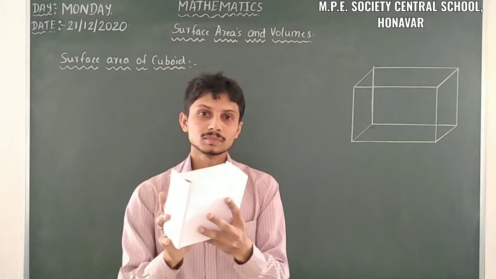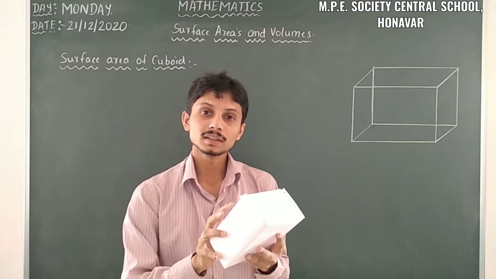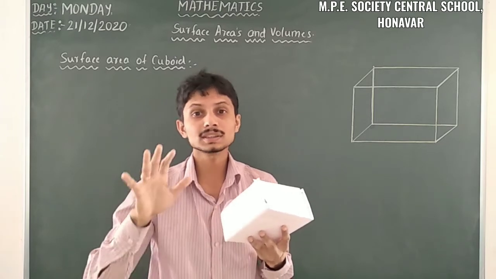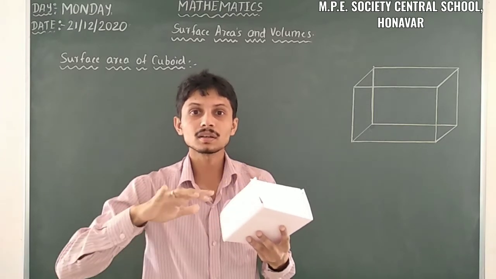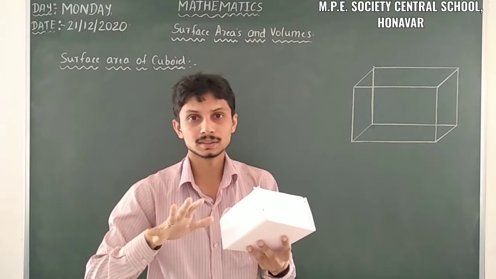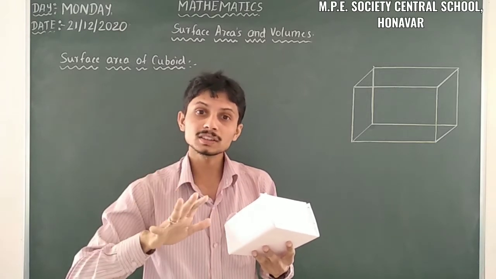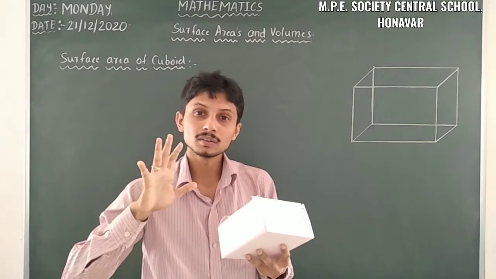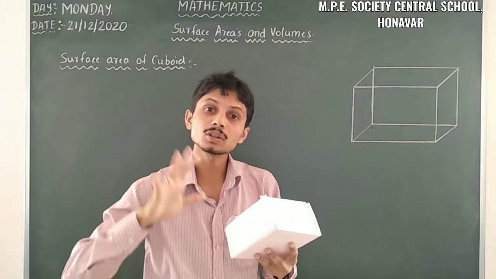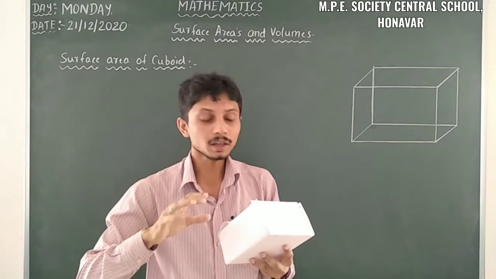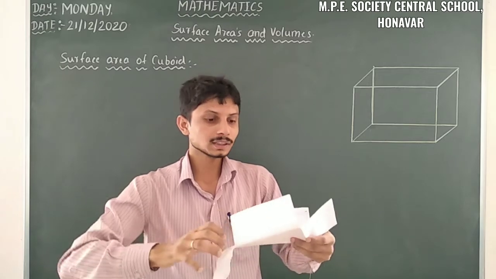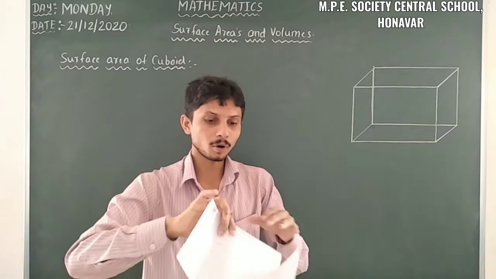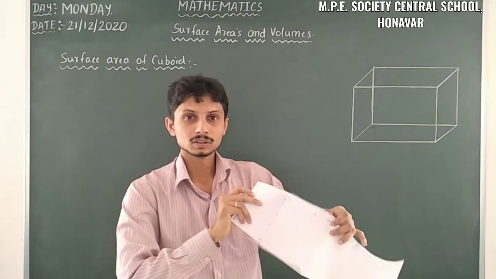It's a cuboid. So when we have to find out the surface area of this cuboid, we have to take the areas of all the faces. We have to add the areas of all the faces. That's why we can split this complete cuboid into some faces.